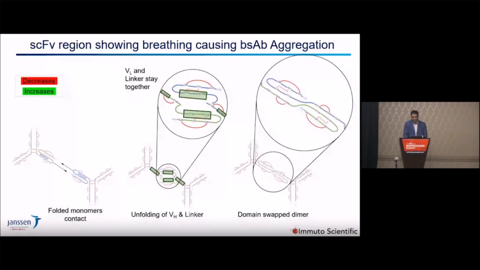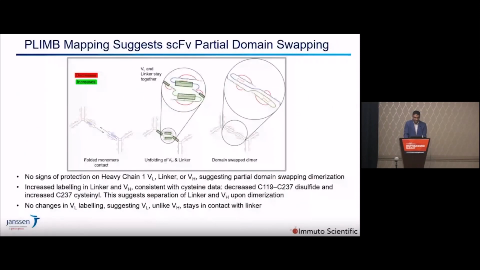So taking this two-dimensional mechanistic view of aggregation, we can draw some conclusions. There are no signs of protection on the heavy chain 1, VL, linker, or VH, suggesting that there's only partial domain swapping dimerization. Increased labeling in the linker and the VH is consistent with the cysteine disulfide mapping data, and the decrease in the cysteine 119 to cysteine 237 disulfide bond suggests that that's the case. We also see high levels of cystinylation on 237.